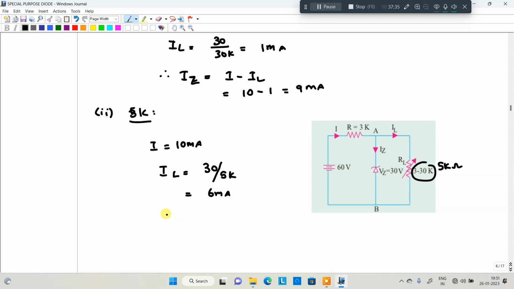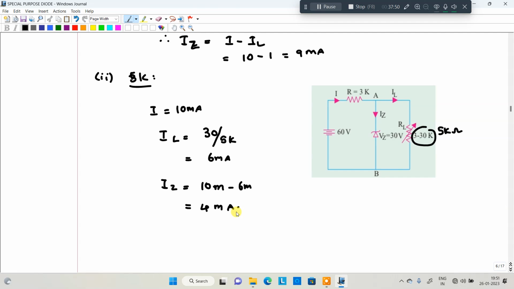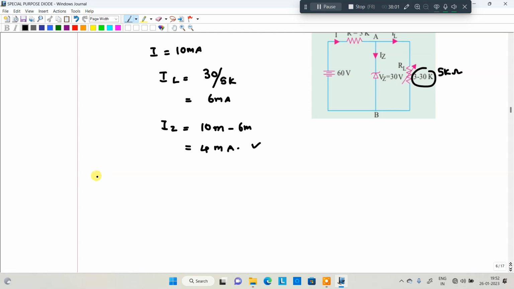Now Iz will be equivalent to I minus total current, 10 milliamperes minus 6 milliamperes, that will be equivalent to 4 milliamperes. That is the Zener current, 4 milliamperes. Okay, it is the Zener current. What will happen? The Zener current here was 9 milliamperes, and now it is 4 milliamperes. The Zener current decreases.